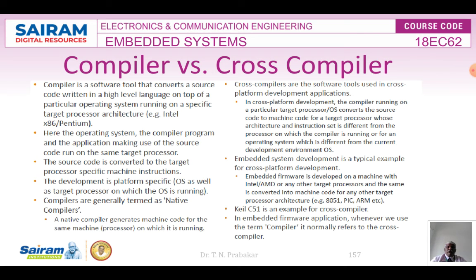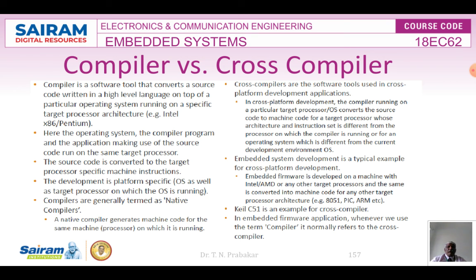A native compiler generates machine code for the same machine on which it is running. But a cross compiler is going to develop an application for a different processor. In cross platform development, the compiler running on a particular processor or OS converts the source code to machine language for the target processor whose architecture and instruction set is different from the processor on which the compiler is running. I think this gives an idea about what a cross compiler is.